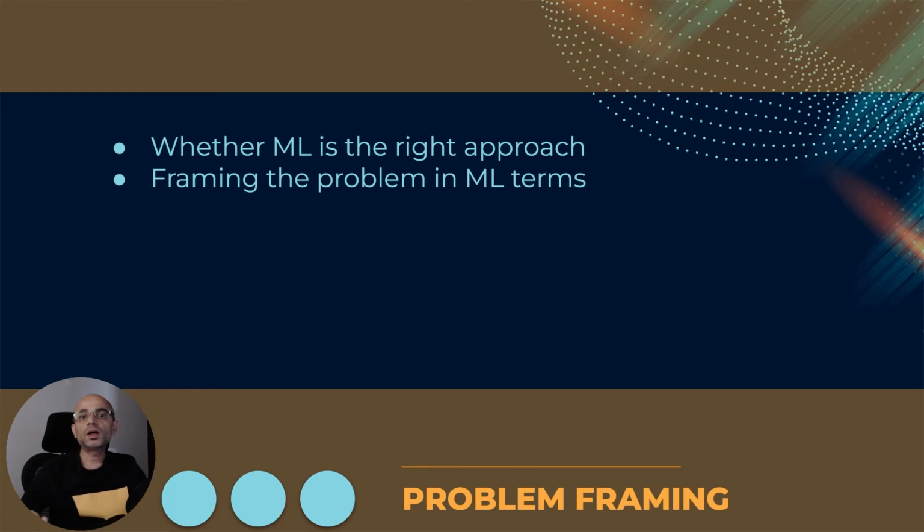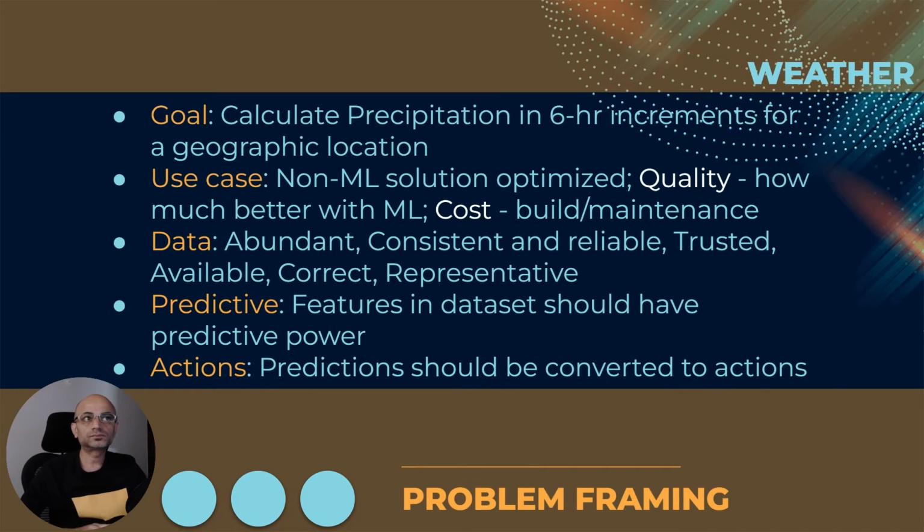There is also something called problem framing in ML. That is to check whether ML is the right approach for your problem, and also how you can frame your problem for the ML use case. Let's say we are talking about the weather app. While doing the problem framing, you will consider these 5 things. First is goal. In the case of the weather app, maybe you can specify the goal as calculating precipitation in 6-hour increments for a geographic location.